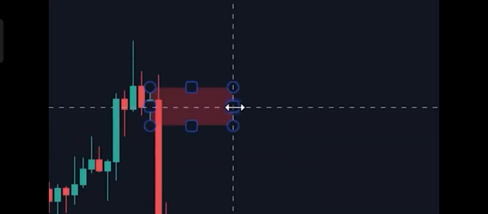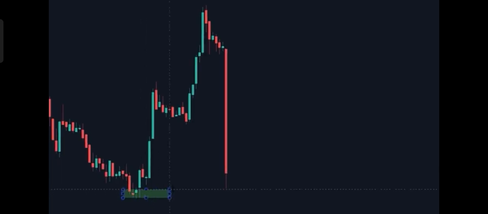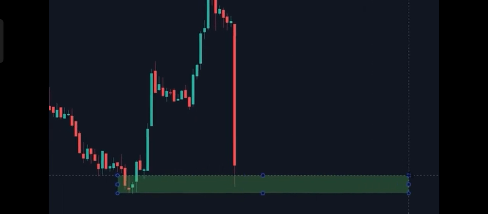Let's move on to how to draw these zones correctly, then I'll give you a secret trick to make them more accurate. So there are many ways to draw supply and demand zones. Everybody has their own way of doing it. This is just how I personally do it, as I've seen the best results with this method.